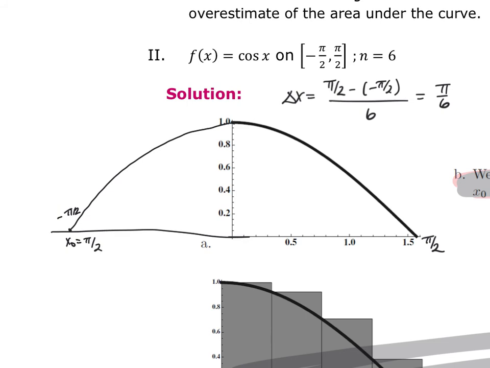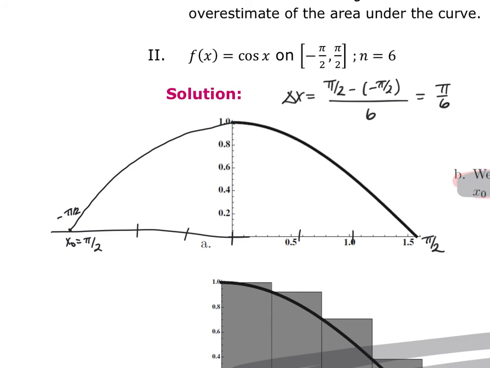Now I know that I'm going to have 6 intervals. So I'm going to have 1, 2, 3, 4, 5, 6. Still not drawn well. Let's make this 5 and 6.